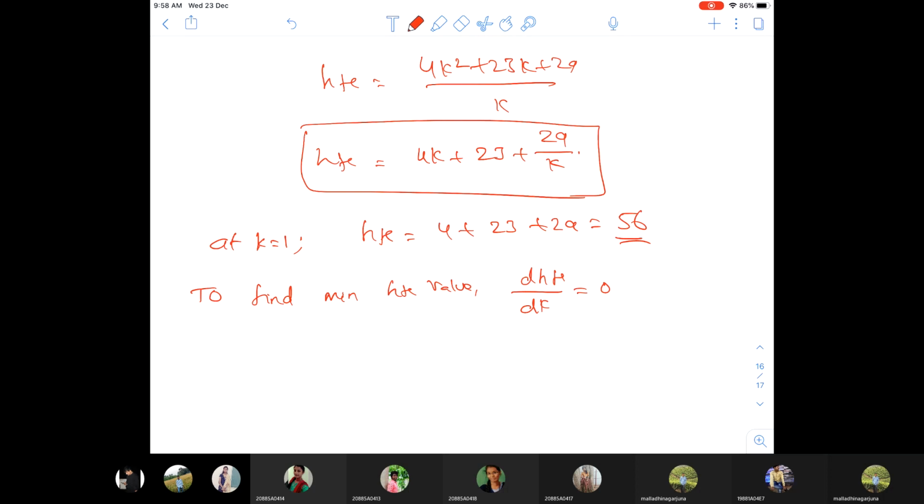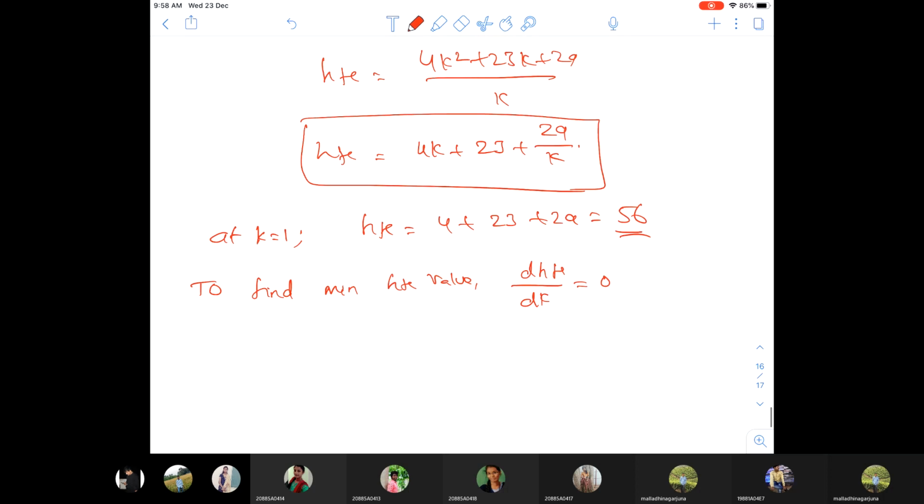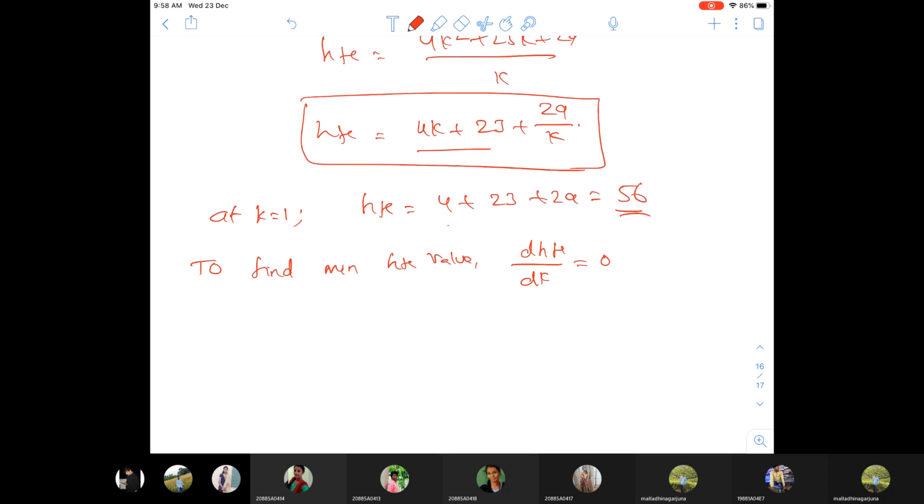Differentiate hfe with respect to k and make it 0. Okay, so now differentiate this equation. So 4 plus 0, minus 29 by k square equal to 0. Differentiate this hfe equation with respect to k. So differentiation of 4k with respect to k becomes 4. 23 is a constant, so differentiation of a constant becomes 0.